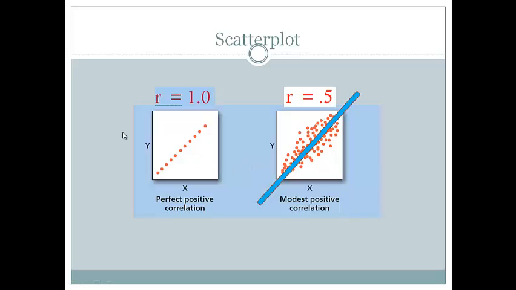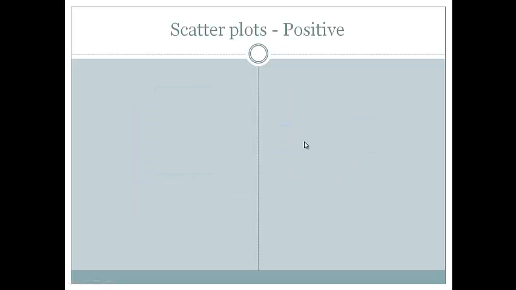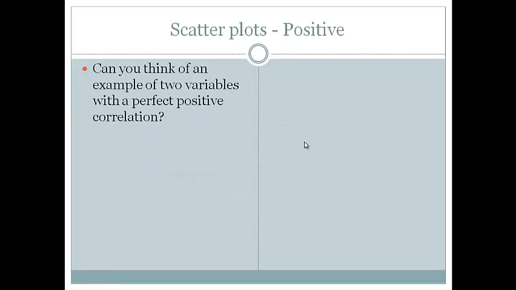The more closely they are aligned over here in the perfect correlation on that best fit line, the closer it is to a positive or perfect correlation of 1. Over here, you notice how the dots are more dispersed. That means that we don't have a perfect correlation.